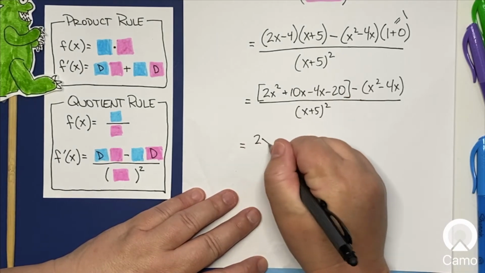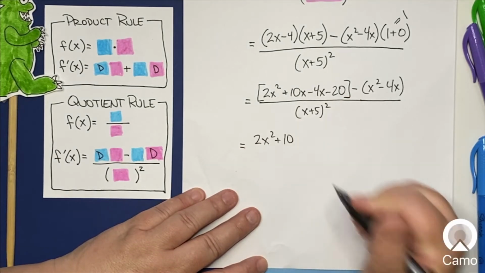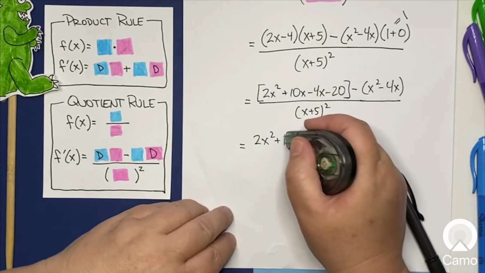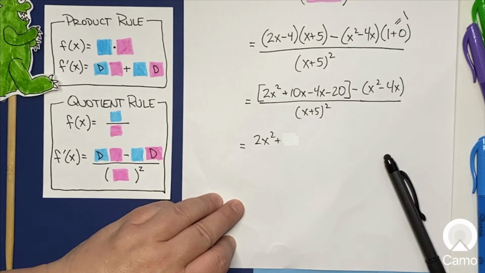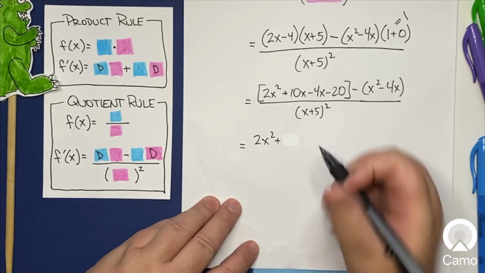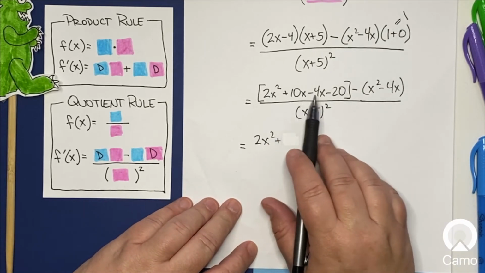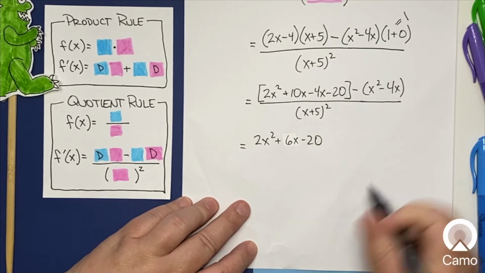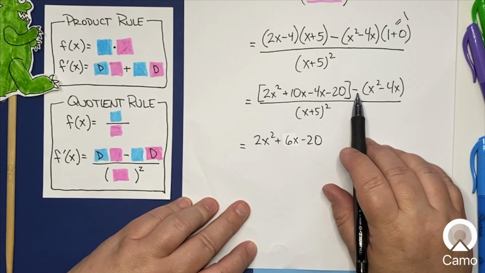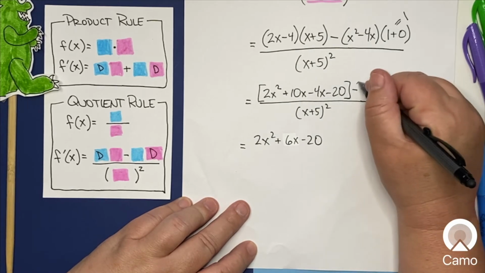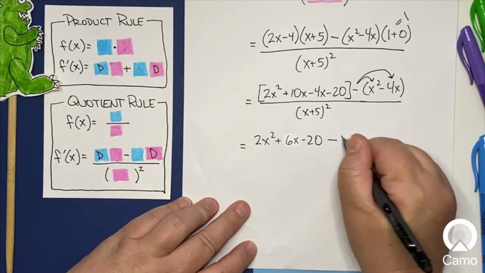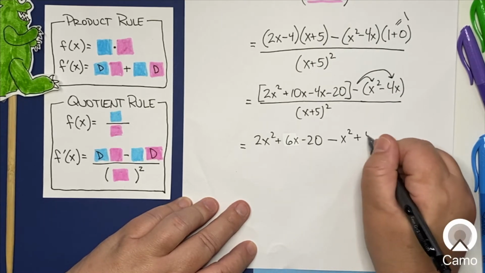So I've got 2x squared plus 10x. Oh, you know what? I can combine those two, can't I? Woohoo! I'm getting a correction tape workout today. 10x minus 4x is 6x minus 20. Now I'm going to subtract, right? Make sure the subtraction goes all the way through. Minus x squared plus 4x.